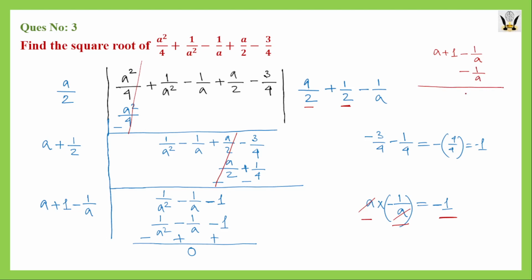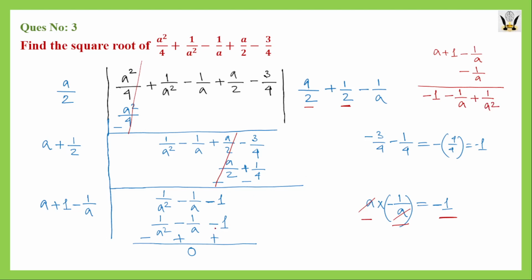So what will be the result of multiplication? A, when it will be multiplied by minus 1 by a, it will be minus 1. Then 1, when it will be multiplied by minus 1 by a, minus 1 by a, and minus 1 by a, when it will be multiplied by another minus 1 by a, it will give you 1 by a square. So this is the result of multiplication that we will be writing here.